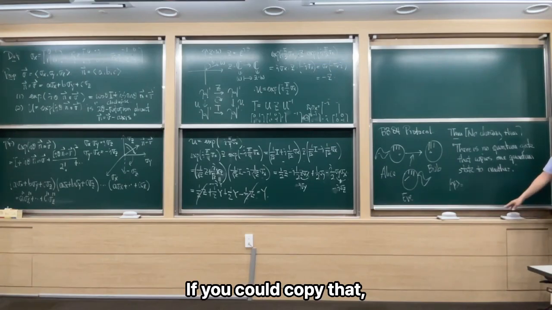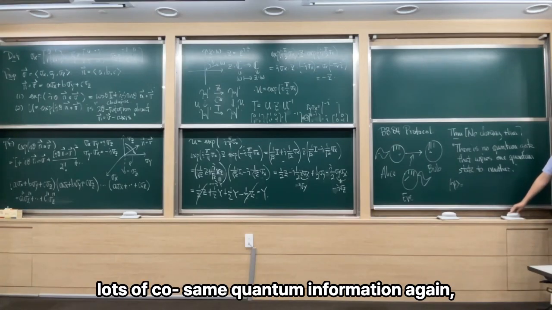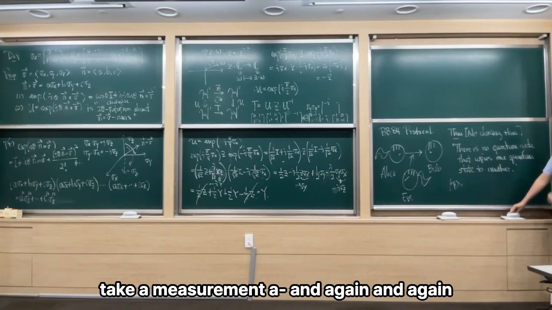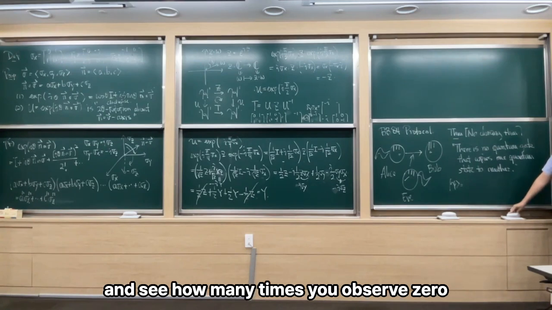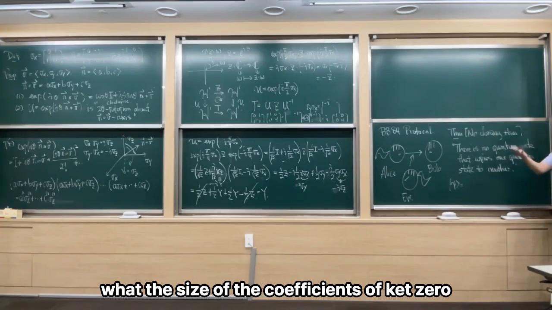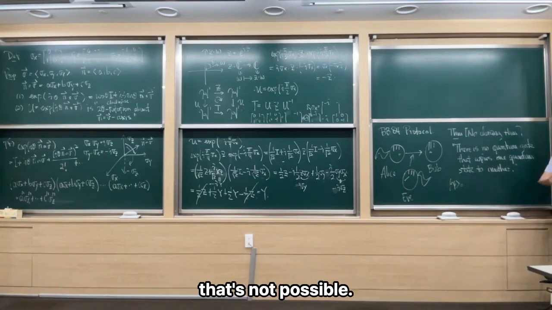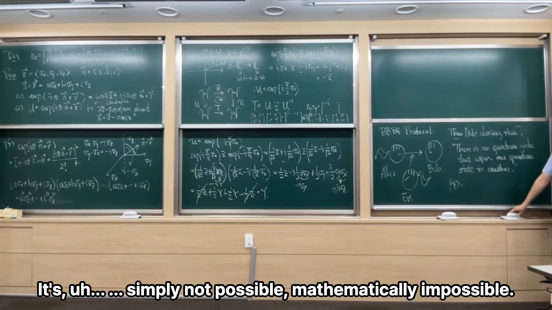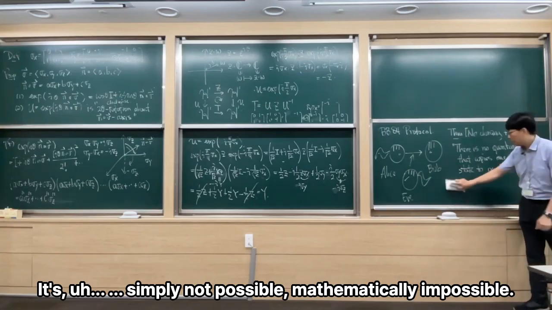If you could copy that, then you could copy lots of the same quantum information, take a measurement again and again, and see how many times you observe 0 and how many times you observe 1. So then you can guess what the size of the coefficients of cat 0 and cat 1 would be, but that's not possible. That's simply not possible, mathematically impossible.